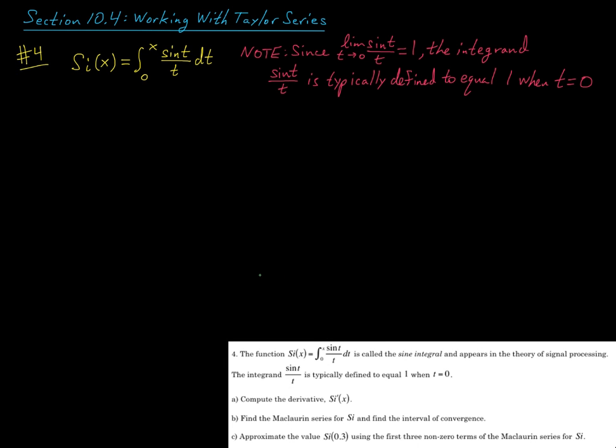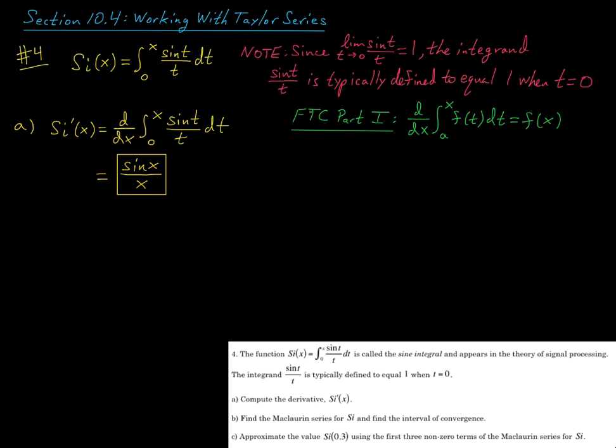It says compute the derivative Si prime of x. So here we're really differentiating this definite integral. To do that, we want to go back to the fundamental theorem of calculus part 1, which says the derivative of this definite integral of f of t from a to x is equal to just f of x. In other words, the derivative and this integral are effectively undoing one another. So these are inverses of a certain sort.